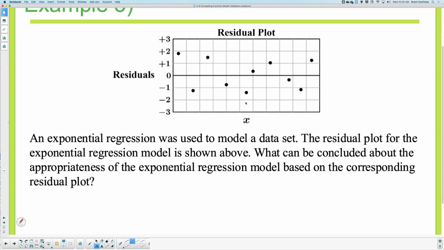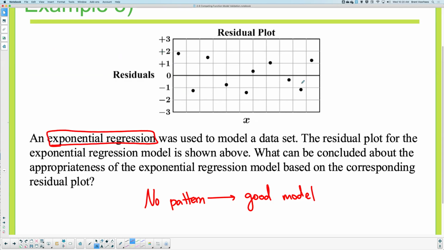Since there's no pattern, what does that mean? It's a good model. Now, let's see here. An exponential regression was used. So it doesn't look like a residual. It doesn't look like an exponential. A residual is showing you the error in the model. This is a good model. Exponential, I should put that on here. Exponential would be a good model. Exponential is a good model.